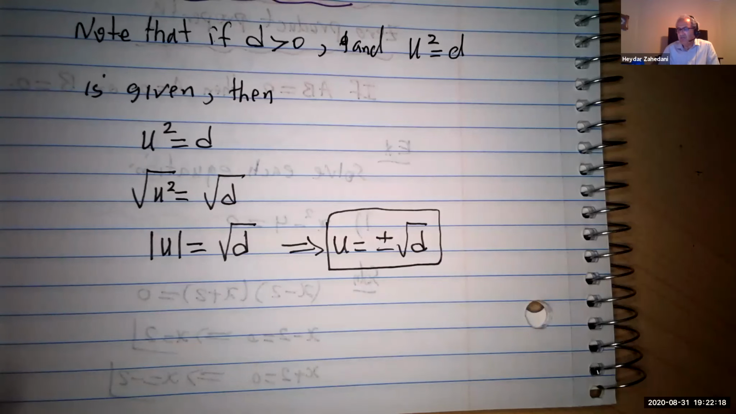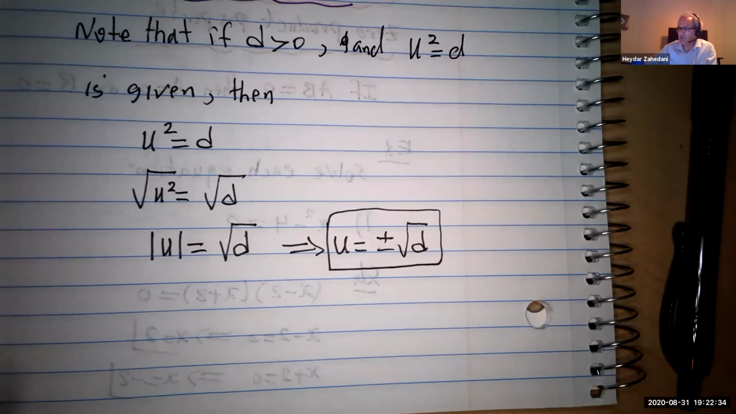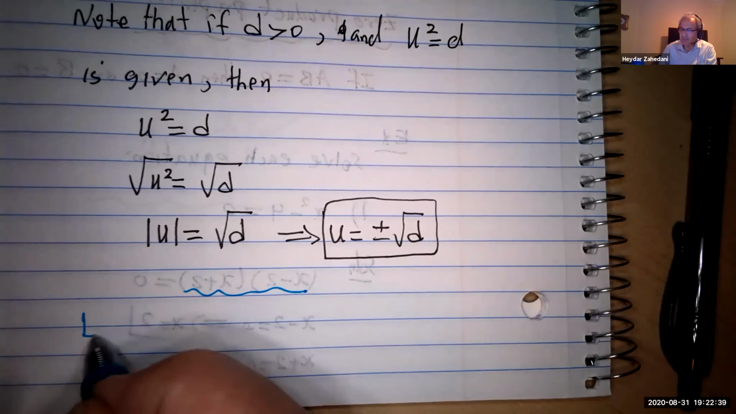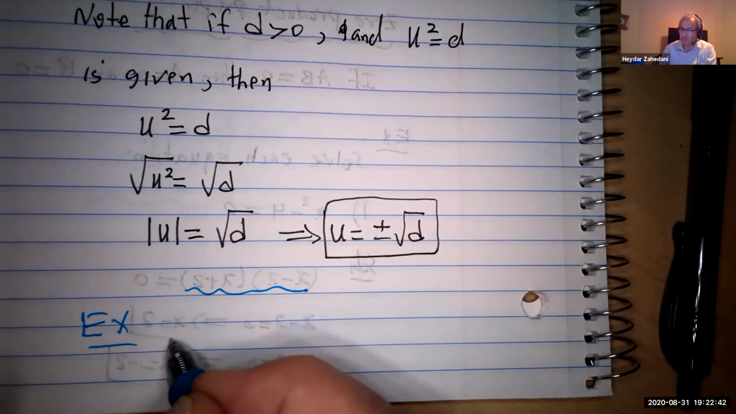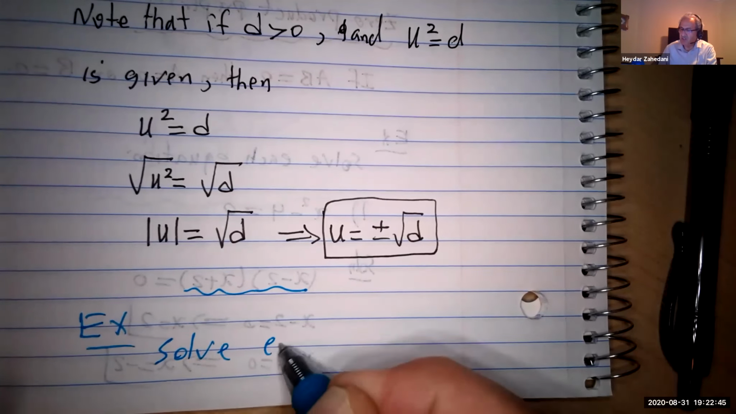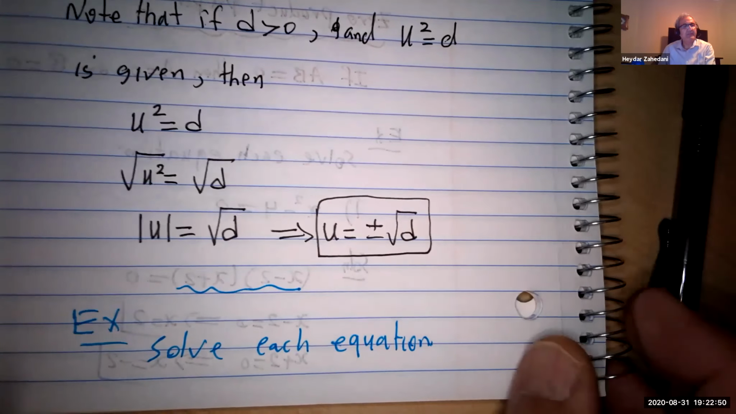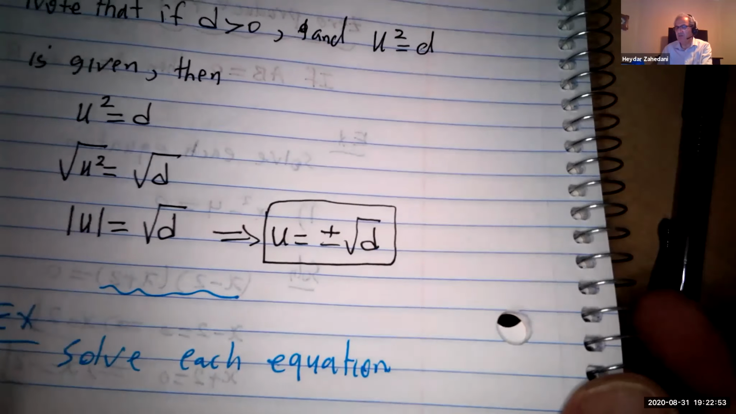Okay, so we need this one. We call it the square roots method, or taking the square method, and that gives you two solutions, positive negative radical D. It's very popular because we are going to use it for other purposes in the future. So for example, we want you to solve each equation. You have other choices to do these problems, but this is the way we are going to do it.